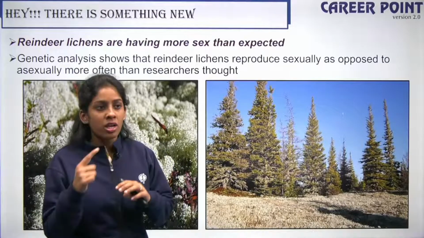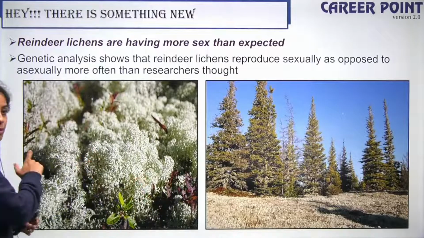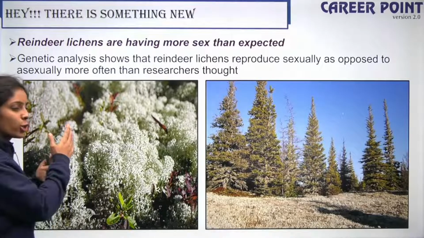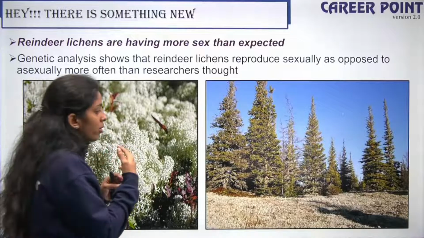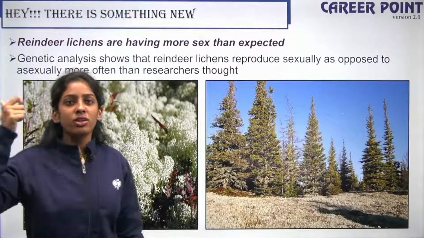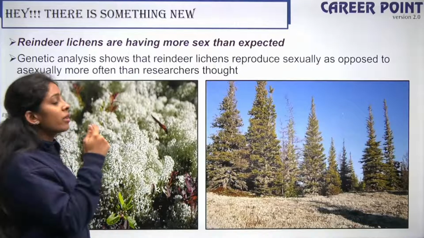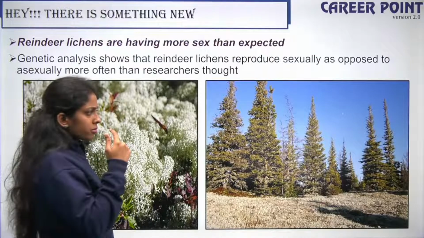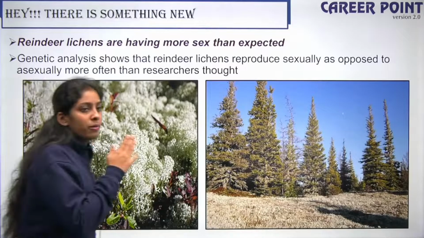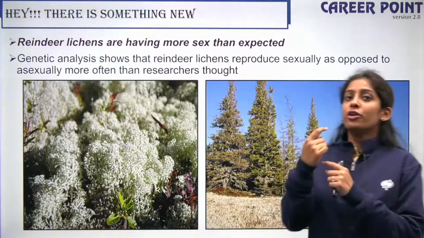Asexually how? A particular part of this, if you can see, comes out, the prothallus comes out and starts growing into a new thallus. So that is the clone, they reproduce asexually. But sexually what happens? From the fungus, a root-like structure enters into the neighboring fungus and they transfer the genetic material. So that is how they sexually reproduce. For so long, it was found that your reindeer lichens were reproducing asexually. But now they have changed the pattern. They reproduce sexually more than asexually.